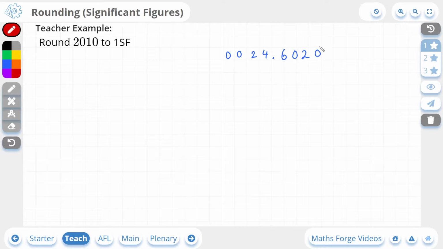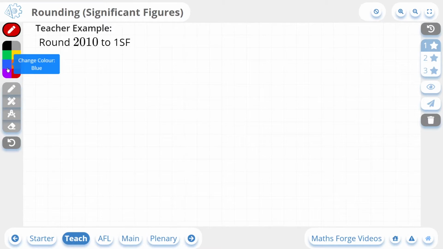And finally, how about the 0 at the very end after a decimal point? If we remove it, the number is read as 24.602. So removing this 0 at the very end here did not change the value of the number. Therefore, this 0 is insignificant. It is not a significant figure.